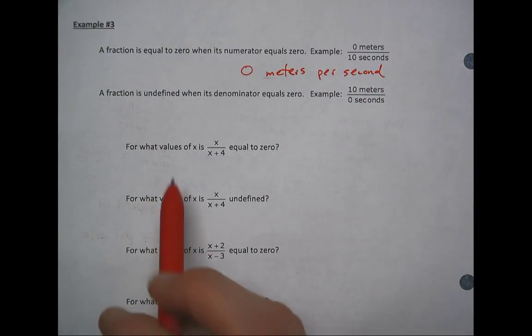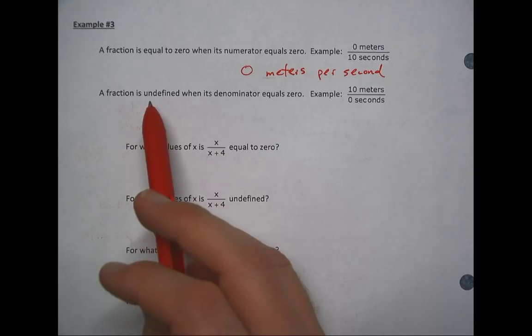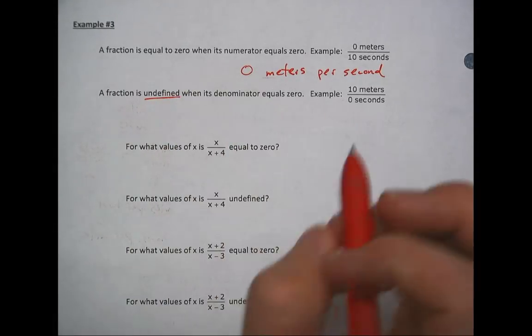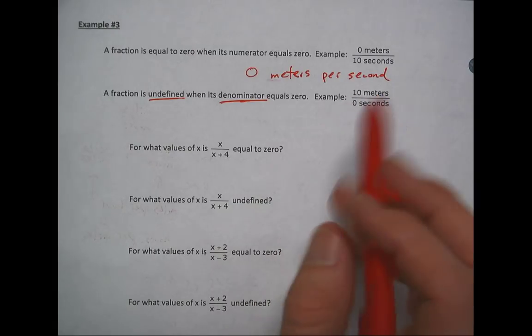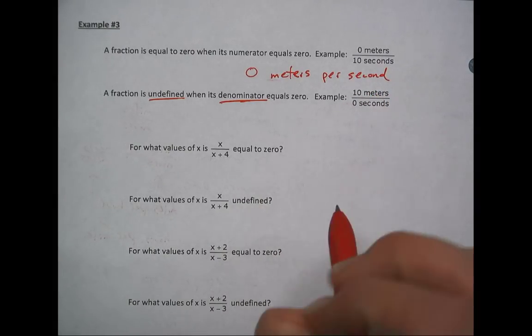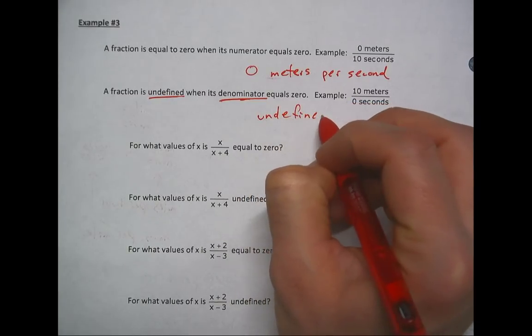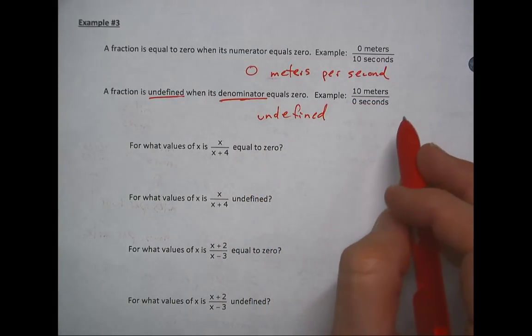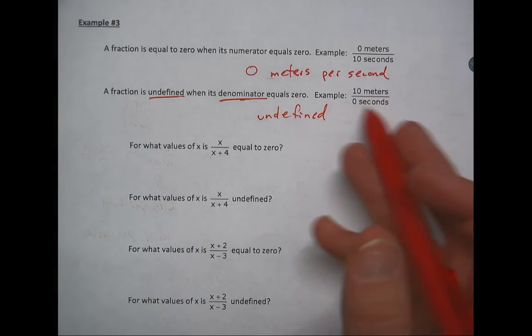0 meters per second. But you can't divide by 0. We've talked about that before. So a fraction is undefined when the denominator equals 0. So you can't divide by 0. So 10 meters in 0 seconds, that's just undefined, because how could you travel a certain distance without any time passing? Okay, it doesn't even make sense in the real life situation.